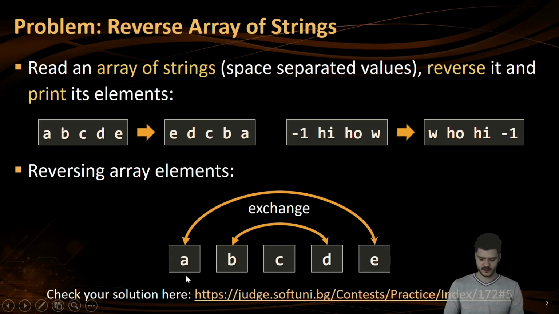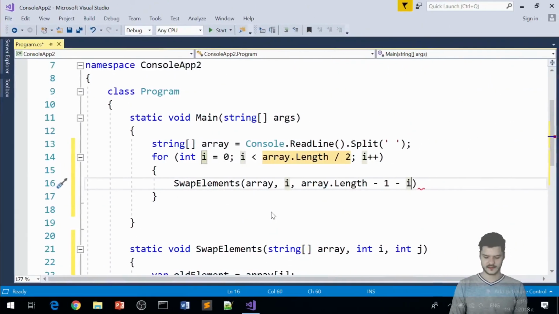Here initially I will be 0, right? So we'll get length minus 1, which is E. Then from the second iteration I will increment to 1, then we'll get B, and the other index should be the array length minus 1 minus 1. Then we'll get D, and so on and so on. So basically this will do the work.